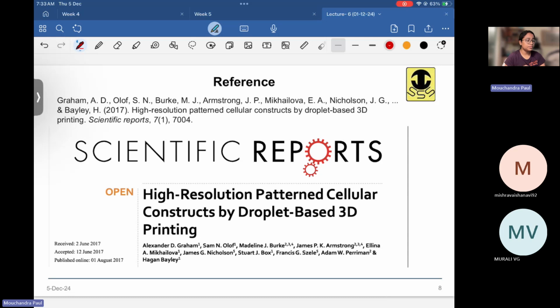I couldn't find a very recent article on droplet-based bioprinting, maybe published in the last one or two years. It's because nowadays people are moving more and more towards extrusion-based bioprinting and DLP. DLP stands for digital light processing bioprinting. Droplet-based bioprinting is not at a very high stage right now. But at the time when bioprinting started, it started with droplet-based bioprinting, which I already explained.